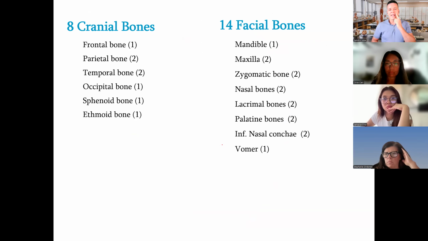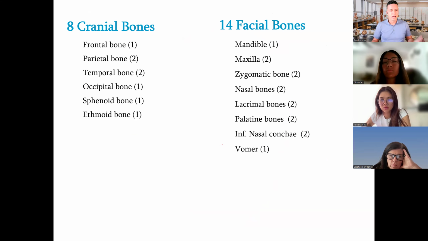So this is the slide that I mentioned to you earlier, in which you're going to find the list of the 8 cranial bones, the list of 14 facial bones, and if they are single or if they are double. Because again, if they are double, you need to tell me the right from the left. If there's only one of them, you don't need to do that. In fact, if you do it, it's wrong. I'm going to mark you as wrong. Okay?